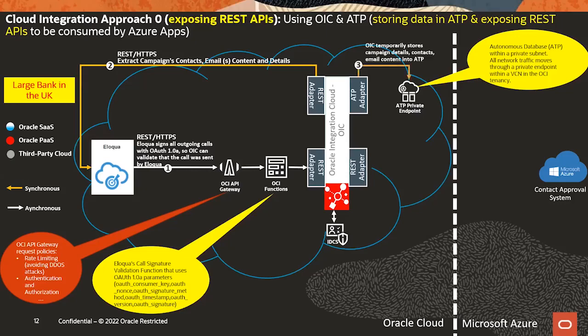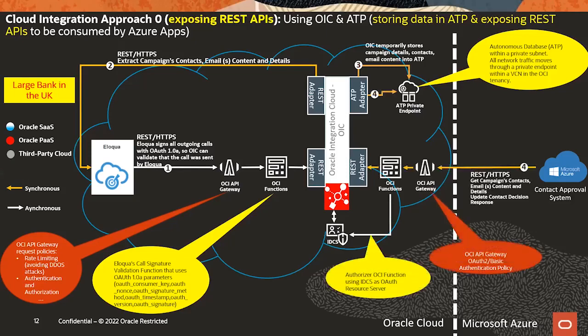We're going to stage this and temporarily store these campaign details, contacts, and the email content in ATP. Then the campaign waits for the approval or decision from the Azure API, and this Azure contact approval system is going to update ATP with the response for every contact. Okay.